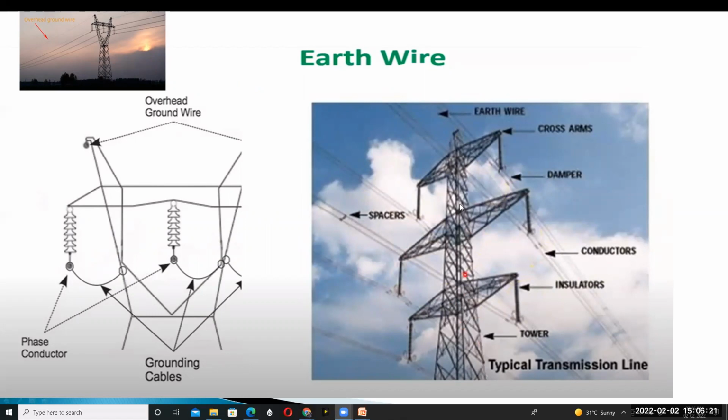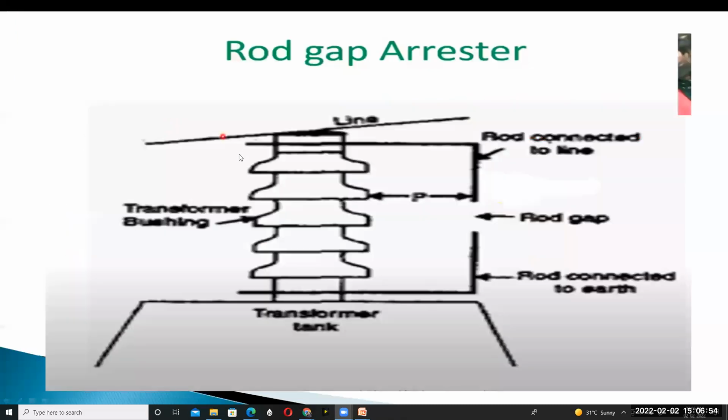In this transmission system, there are different types of insulators, suspension type insulators. To provide protection against lightning, we require an overhead earthwire. This line on top of the transmission line is called the overhead earthwire.